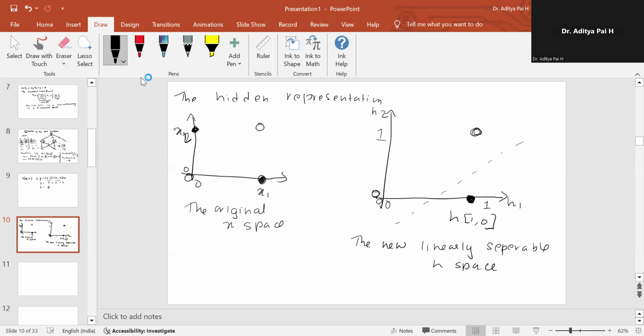So that is all about the solution to the XOR problem.